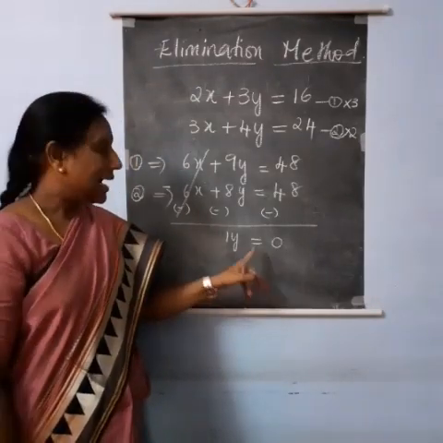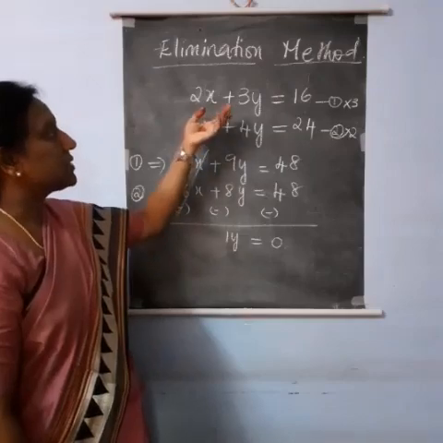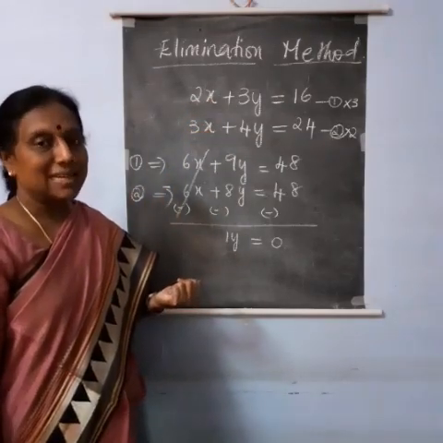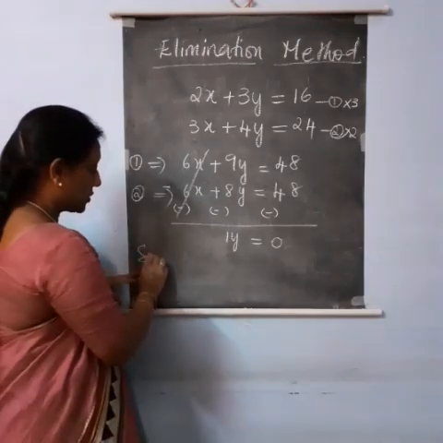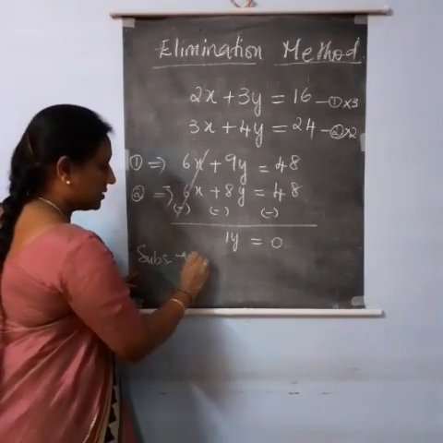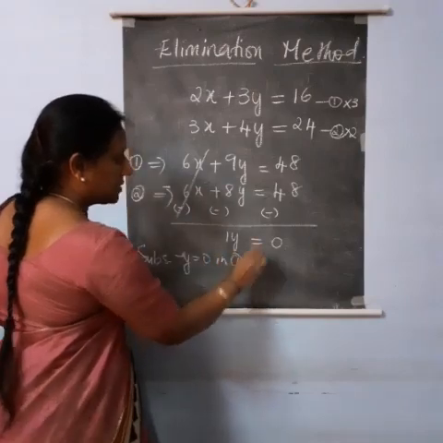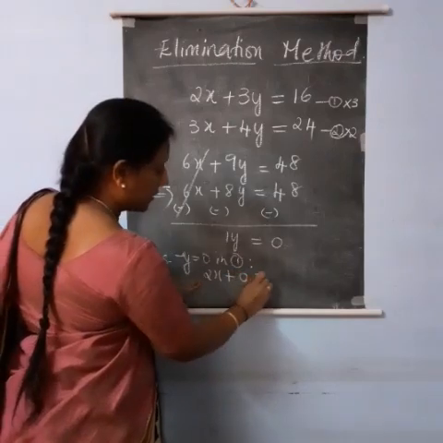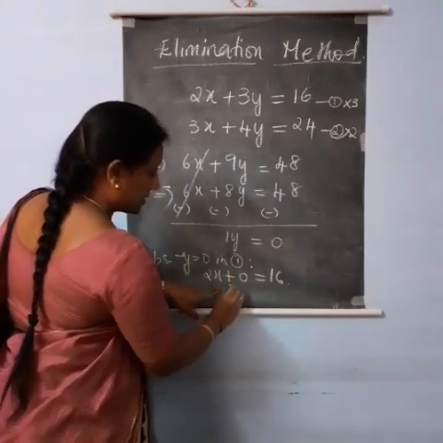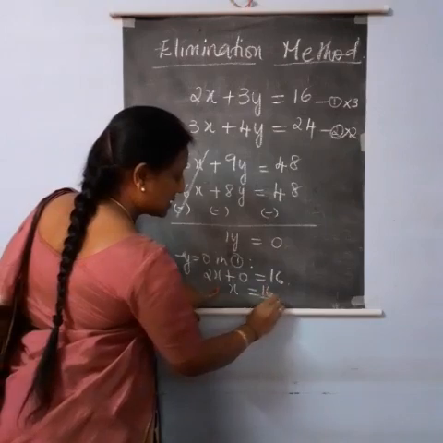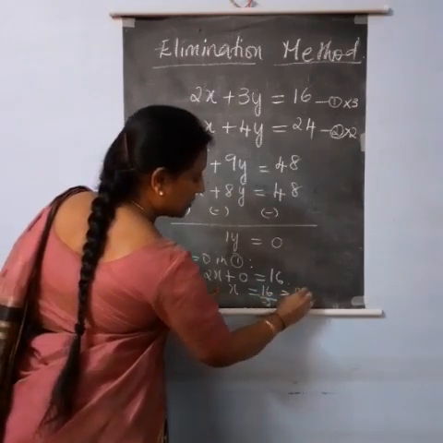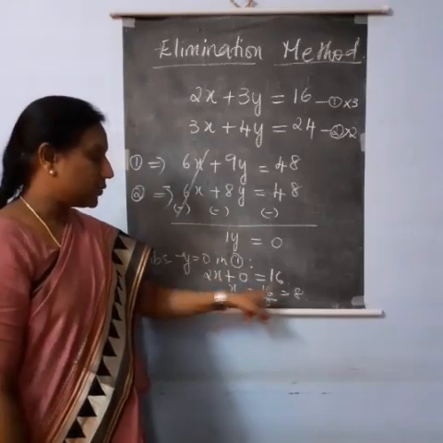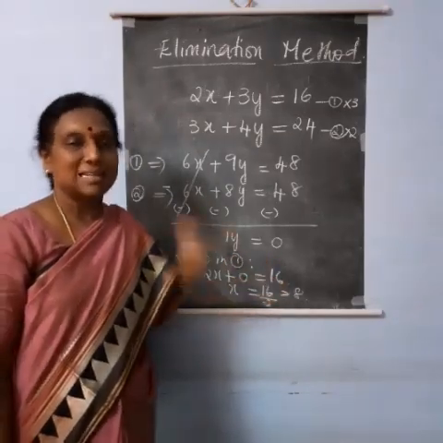Have you understood? After getting this value, I can substitute this in one of the equations to get the corresponding value of x. Let us substitute y is equal to 0 in 1. So what will I get? You'll get 2x plus 0 equal to 16. So x is equal to 16 by 2, that is equal to 8. So what is the answer I have got? I have got x value as 8 and y value as 0.